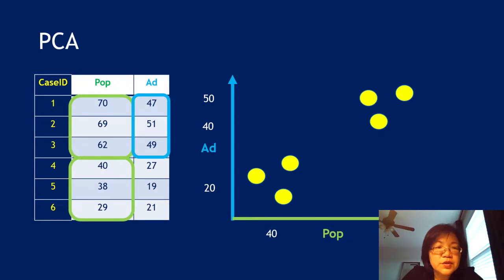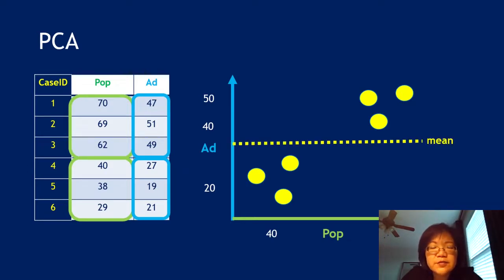The data also cluster along the ad dimension, so you can see those with higher ad spend, and also those with lower spend. So the question is, how can we find a principal component that will most capture the variation in this data set? First of all, we need to center the data, because the mathematics of principal component analysis requires centering of the data set.